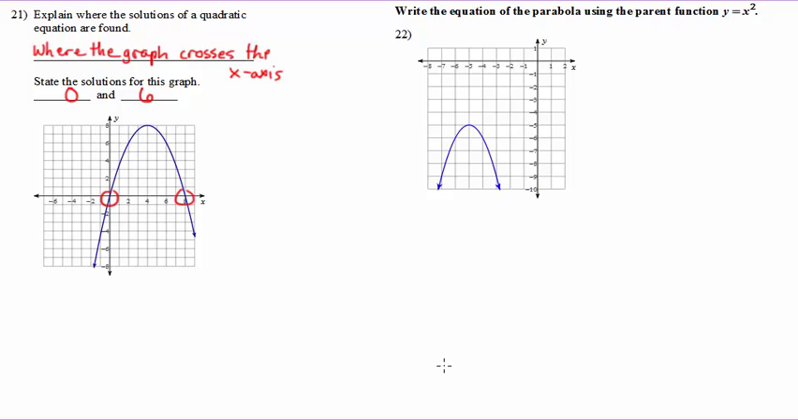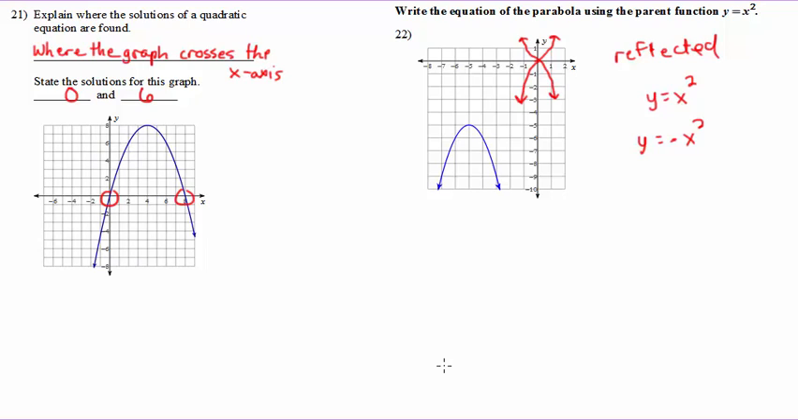Question 22 asks us to write the equation of the parabola using the parent function y equals x squared. If you graph y equals x squared, it's a parabola that's got a vertex at 0, 0 and opens up. So we have reflected our graph, which means we take y equals x squared and change it to y equals negative x squared, because instead of opening up, it's opening down.